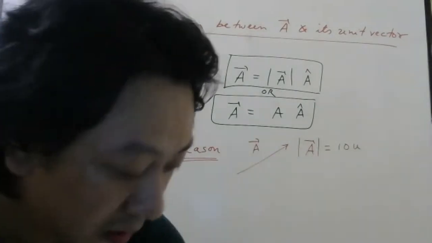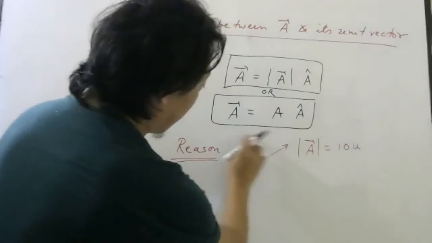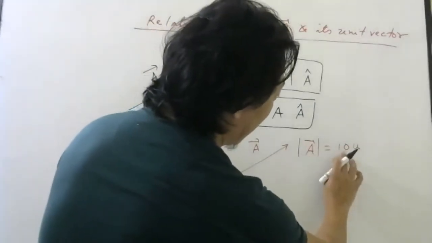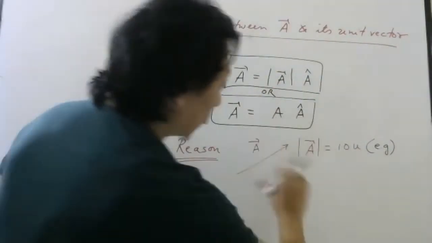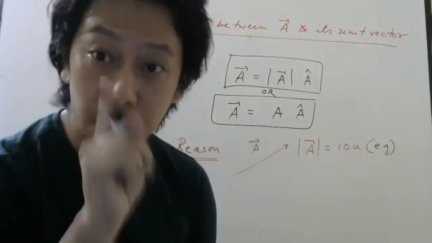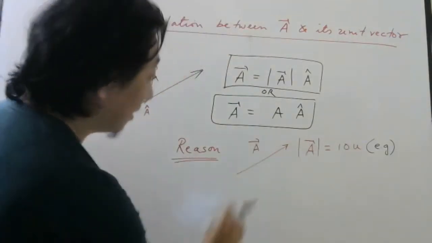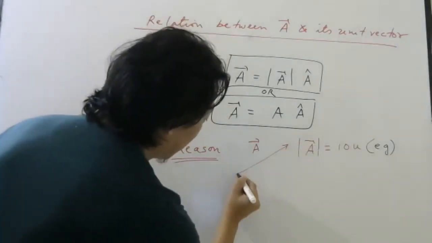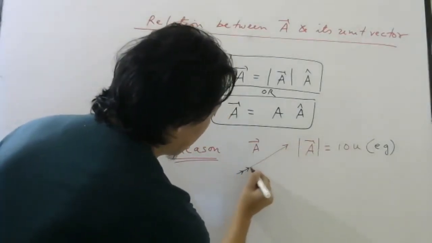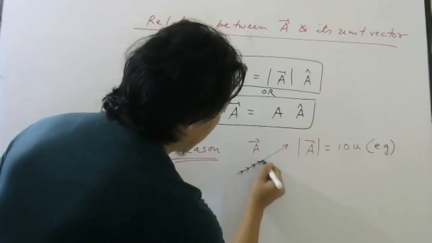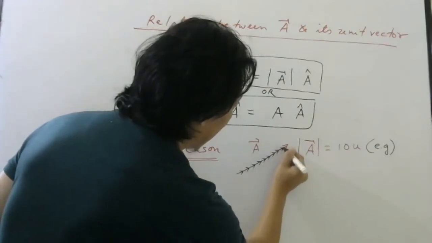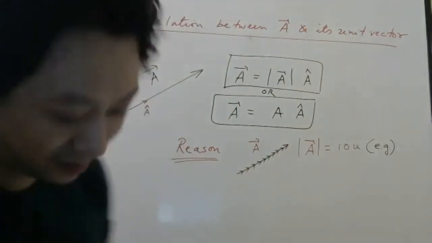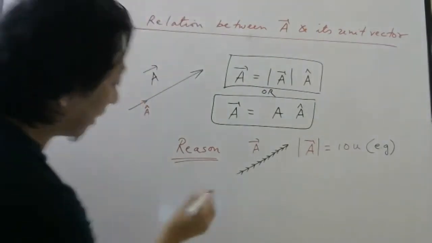Now, this vector has a magnitude, I am saying 10 units as an example. That means this length is 10 units, because the length of the vector gives you the magnitude of the vector. Correct? Okay. Now, let me divide this vector into 10 parts. 1, 2, 3, 4, 5, 6, 7, 8, 9, 10. 10 equal parts. Can you tell me what will be the length of this one part?